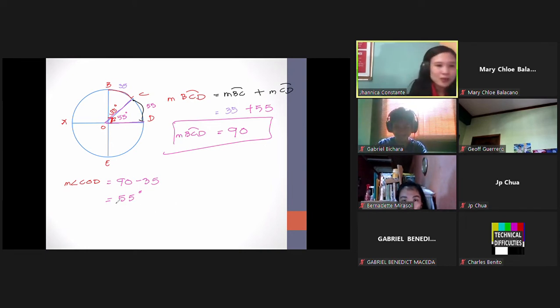Okay na? So we can proceed with the arc length. Okay na tayo with the adjacent arc. Okay. So let's proceed with arc length.